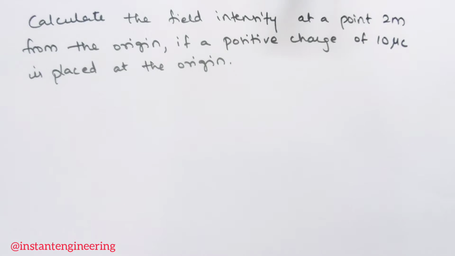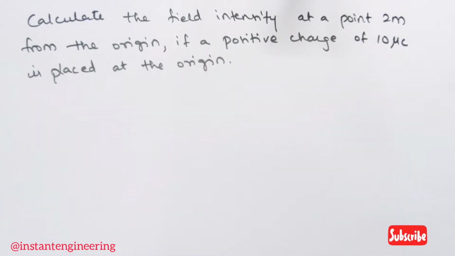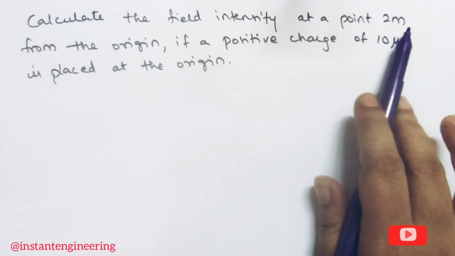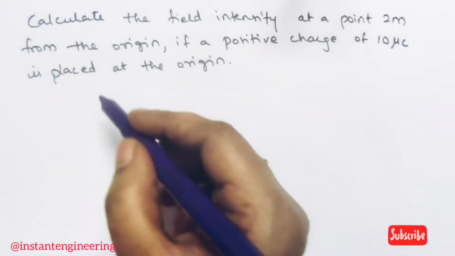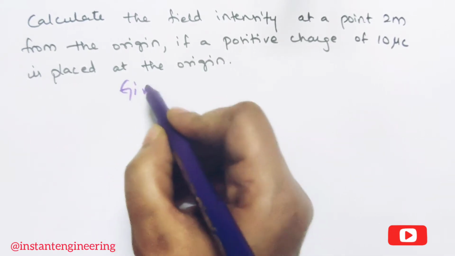So the previous video was about electric field intensity. So here we are seeing the problems related to electric field intensity. When a problem like this is given: calculate the field intensity at a point 2 meters from the origin if a positive charge of 10 microcoulombs is placed at the origin. So just starting, write the given conditions.